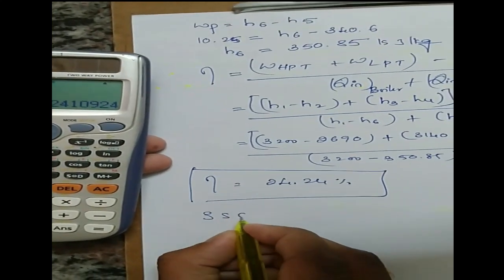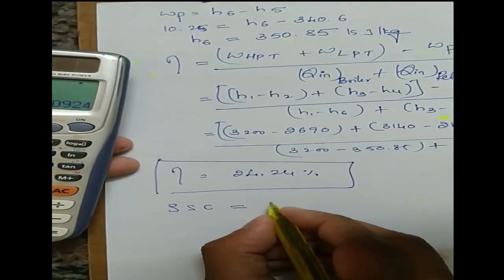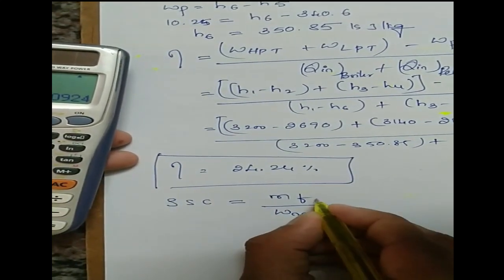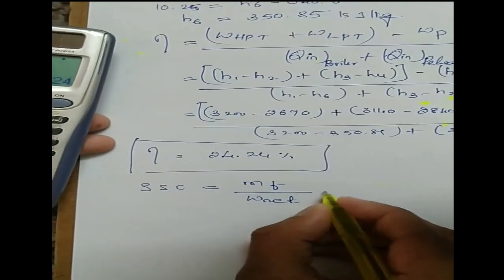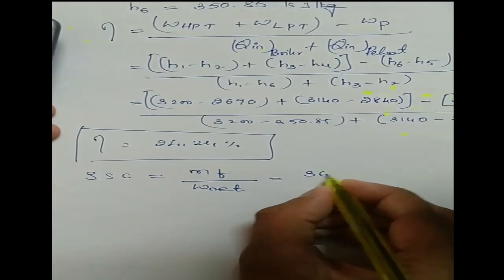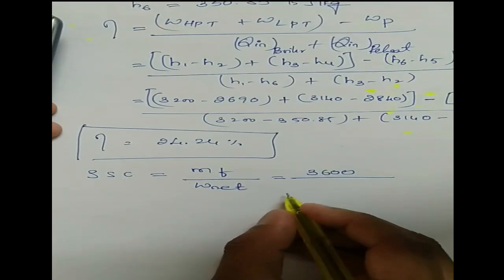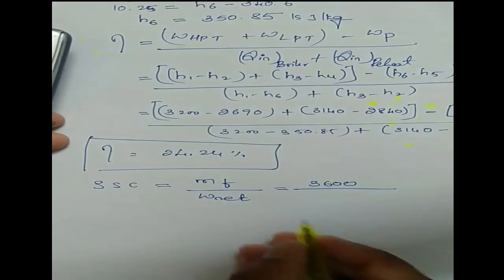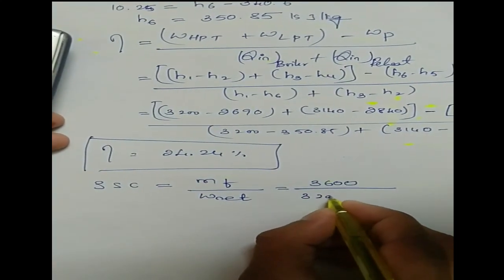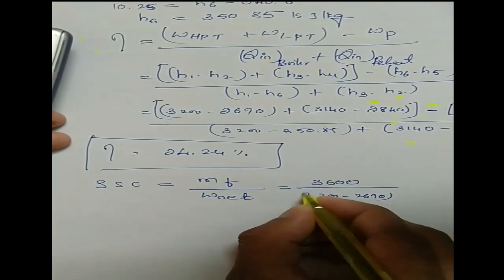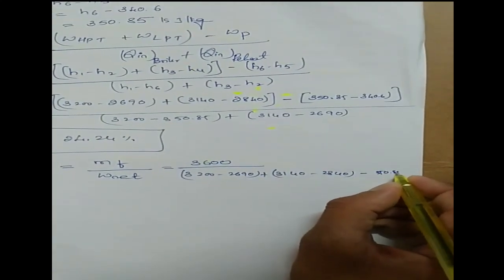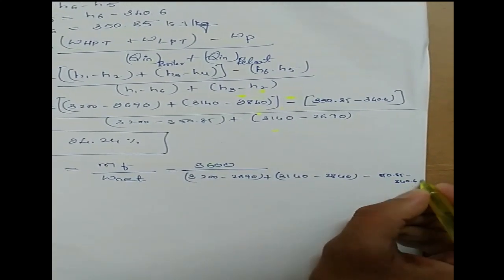Next is SSC, meaning steam rate. Steam rate is MF divided by work net. This MF should be in kg per hour. Here they have given only one unit, so that's why I'm considering 3600. And work net means work done by the high pressure turbine plus low pressure turbine minus work done by pump. So you'll get 3200 minus 2690 plus 3140 minus 2480 minus 350.85 minus 340.6.